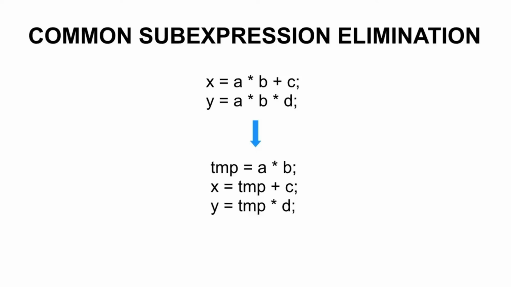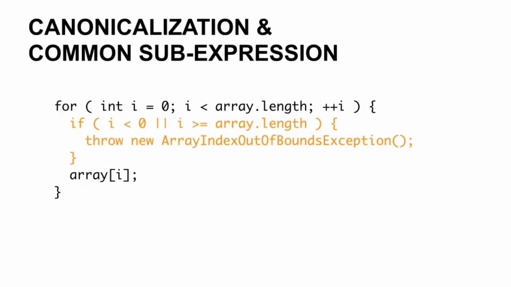Okay, but how does this canonicalization thing that I just showed you help with common subexpression elimination? Well, let me give you one possible example. I have a for loop where I'm looping over the contents of an array, and I'm accessing array sub i inside the for loop. Now, one of the nice things about Java is we get safety for free. We know that we won't go out of bounds on our array, or we'll get an array index out of bounds exception. Logically, that means there's some sort of check saying if i is less than 0 or i is greater than or equal to the array length, we have to throw an array index out of bounds exception.